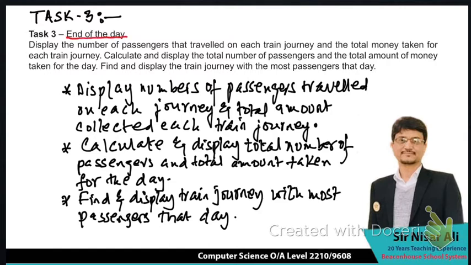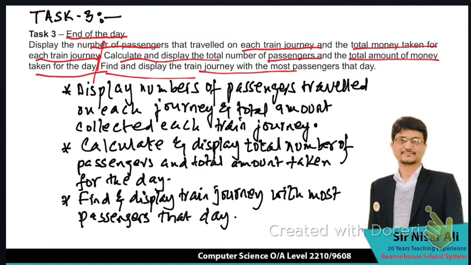In End of the Day, we have to display the number of the passengers that traveled on each train journey and the total amount taken for each train journey. This is one thing. And second is to calculate and display the total number of passengers and the total amount of money taken for that whole day. This is the second thing. And third thing is to find and display the train journey with the most passengers that day.